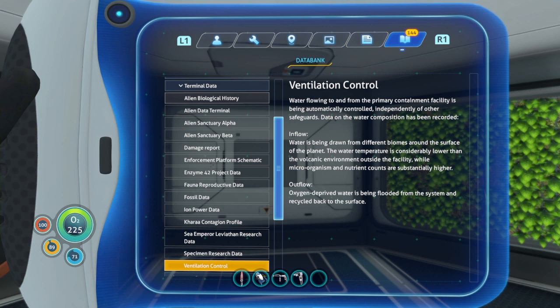Water flowing to and from the primary containment facility is being automatically controlled independently of other safeguards. Data on the water composition has been recorded. Inflow. Water is being drawn from the different biomes around the surface of the planet. Water temperature is considerably lower than the volcanic environment outside the facility, while microorganisms and nutrient counts are substantially higher.